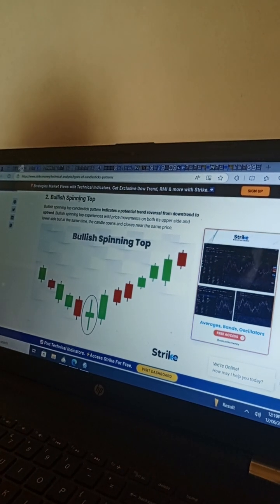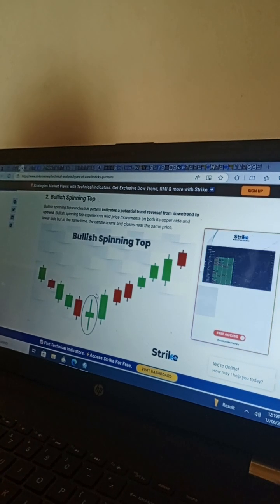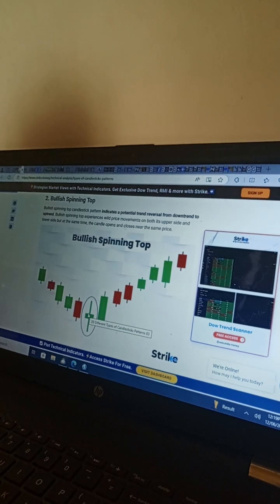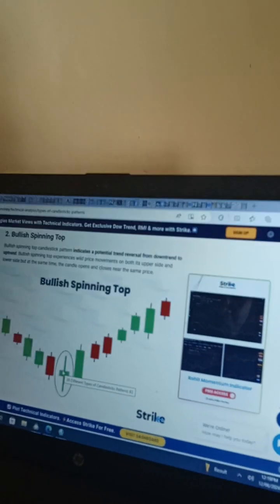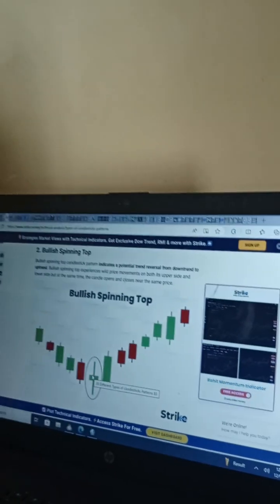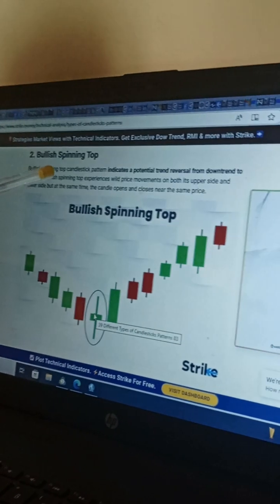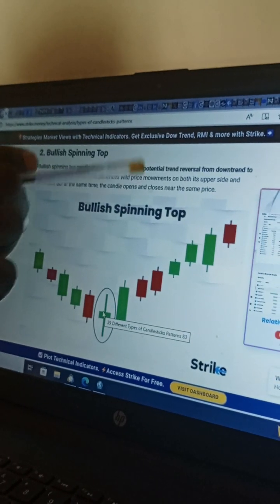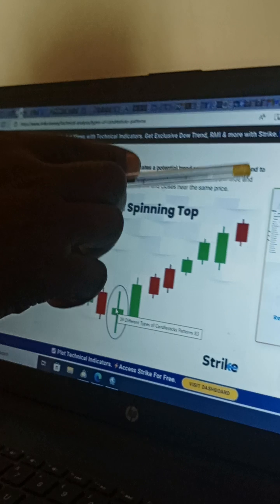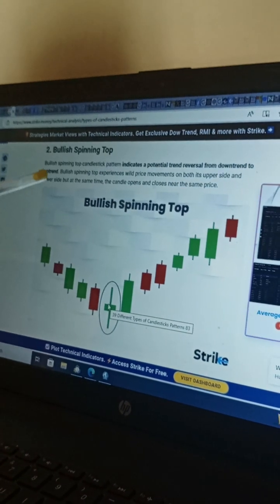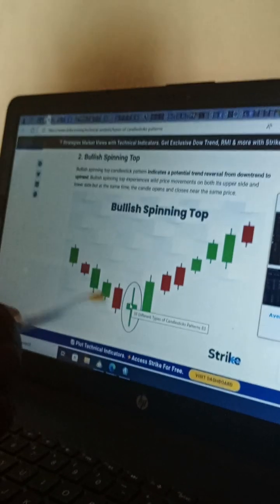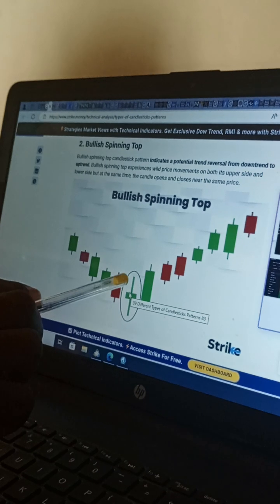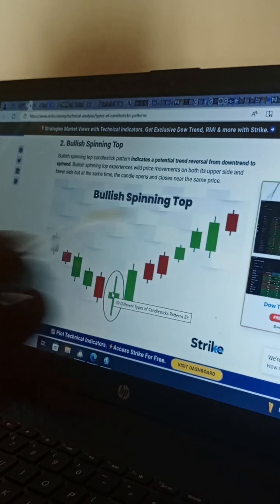This is the bullish spinning top. Look at it here, as you can see. The bullish spinning top looks like the doji candlestick, but it is not a doji candlestick. The bullish spinning top candlestick pattern indicates a potential trend reversal from downtrend to uptrend. You can see this is a downtrend. The bullish spinning top came in and then we had an uptrend.